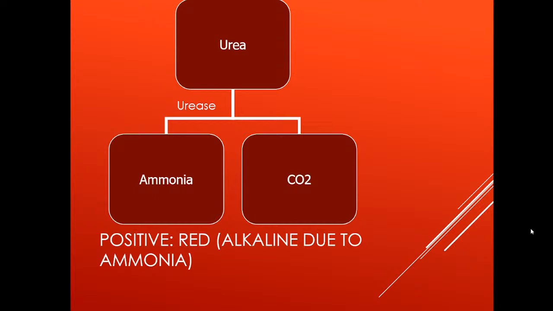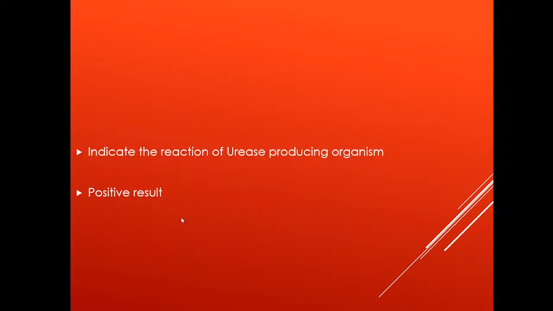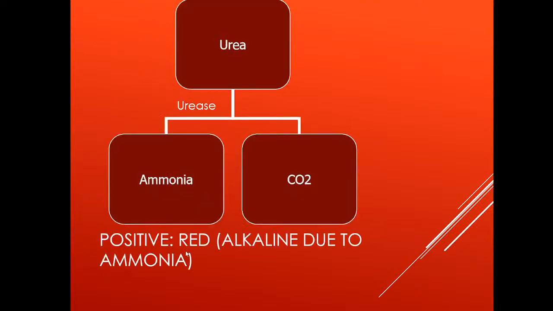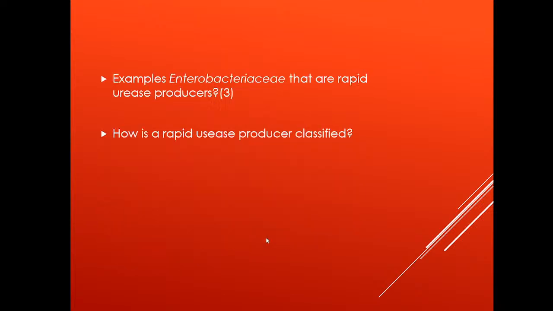All right, thank you. All right, so urea reacts like this. Urea will be reacted upon by urease, thus separating ammonia and CO2. The ammonia is what's going to be reacted by your phenol red reagent, and therefore it will produce a red positive result. It is also alkaline, and that's the reason why it's going to turn red. CO2 will be left as a gas, basically.